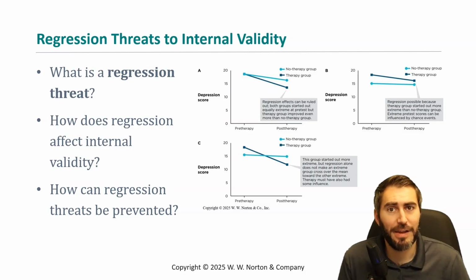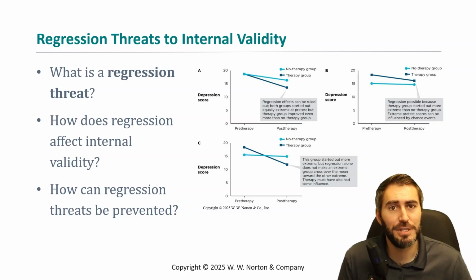If you look at graph A, you can see that both groups had similar levels of depression at pretest, but the therapy group had lower levels of depression at post-test than the no therapy group. Regression can be ruled out, and we can conclude that the therapy worked.